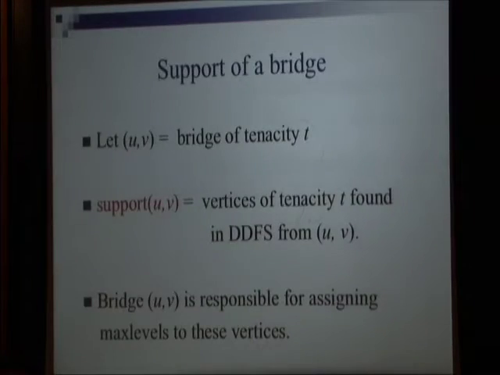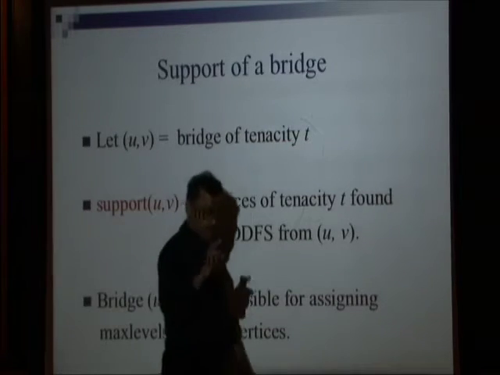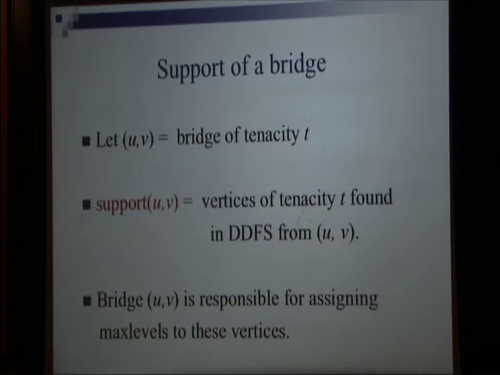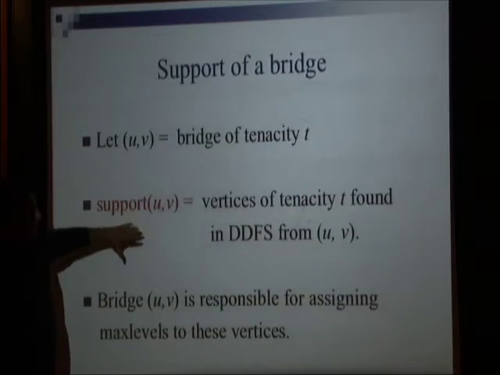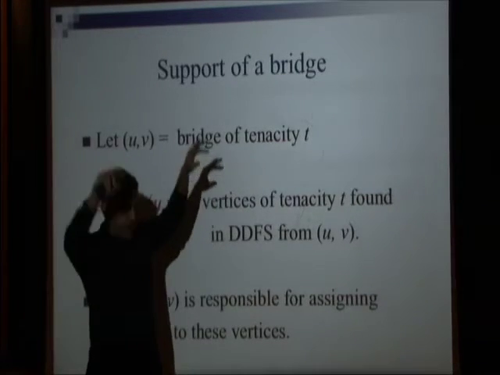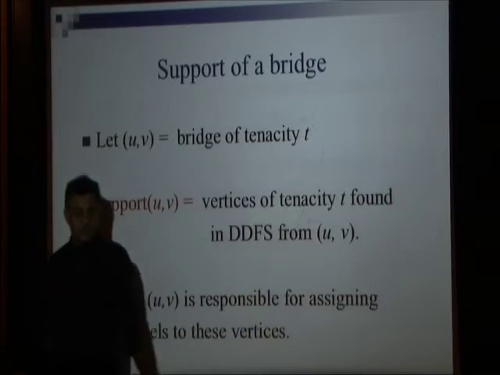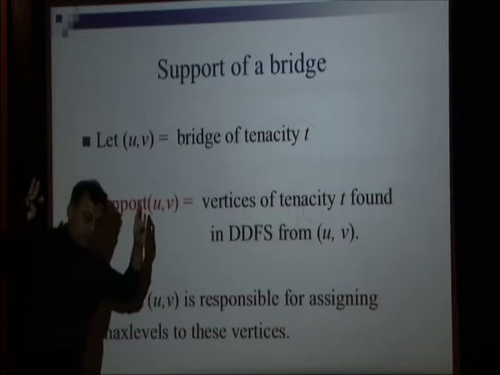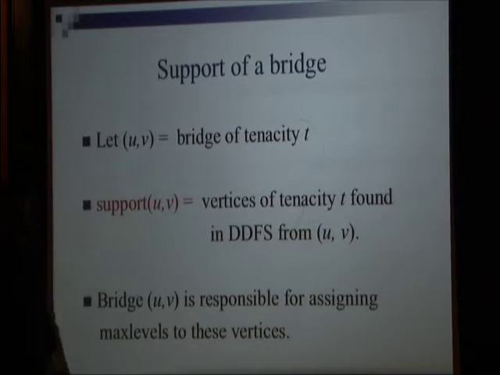Okay. Now define, and again I'm going to give you a non-graph theoretic definition, which I'll refine into a graph theoretic definition in a moment. Define the support of a bridge of tenacity T to be all the vertices of tenacity T that are found by doing double depth first search on the bridge. I'm just going to call it a definition, in quotes, right now. Is that okay? So all the vertices that we encounter in the double depth first search of tenacity T, let's define that to be the support.